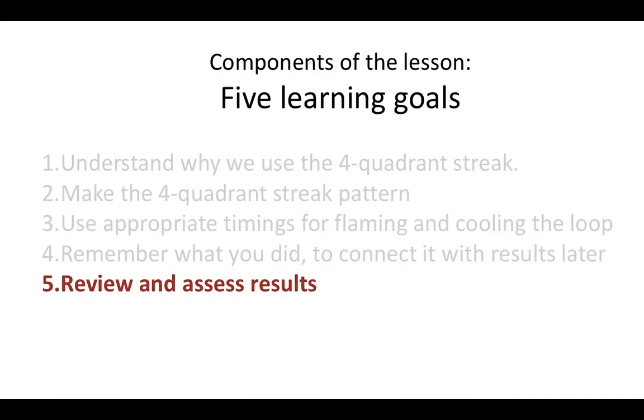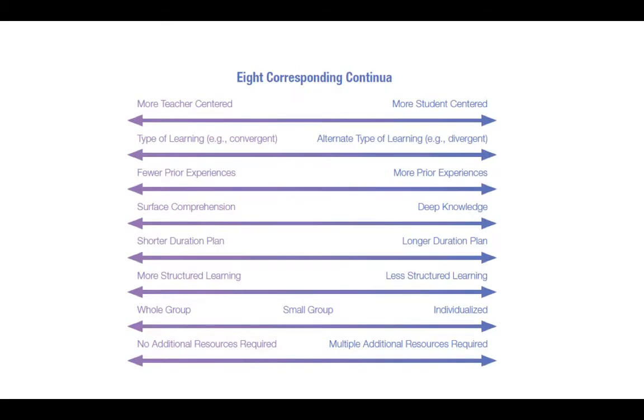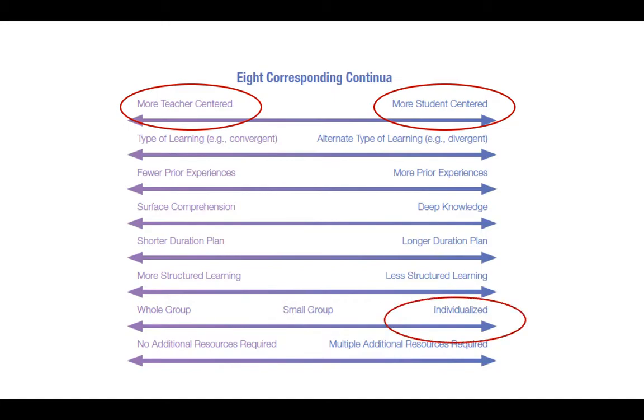Finally, we want students to be able to review and assess their own results as part of our assessment strategy. This is how students will improve their technique later as laboratory professionals. So in addition to teacher-centered assessments, we want students to learn to assess their own work. So we want activities that are student-centered and individualized. We also want the learning to be convergent, so that all students learn to perform this technique in a similarly consistent way.